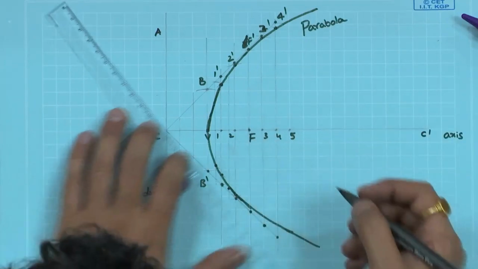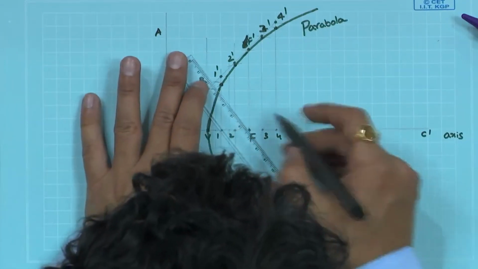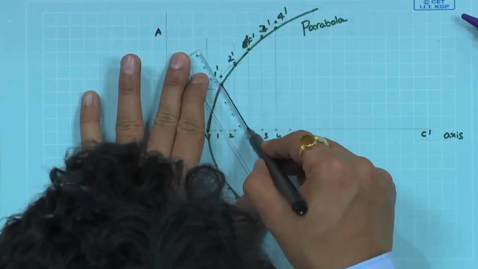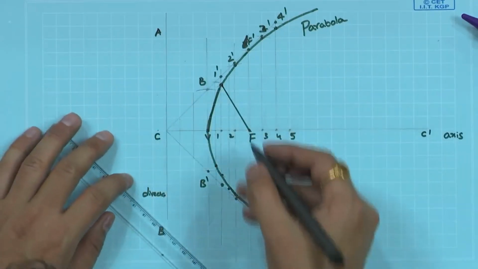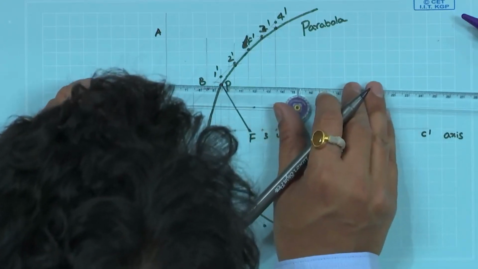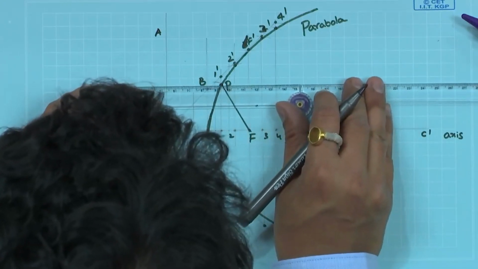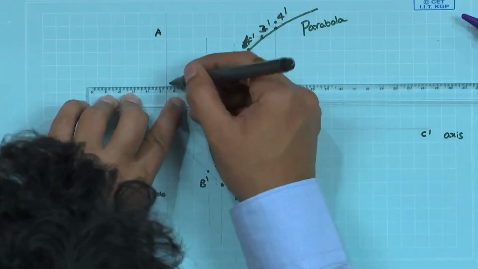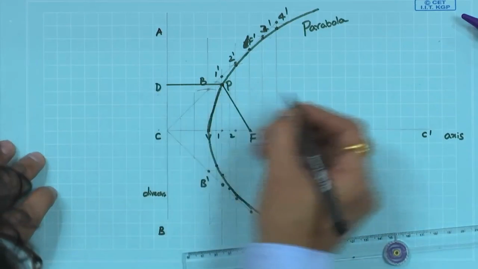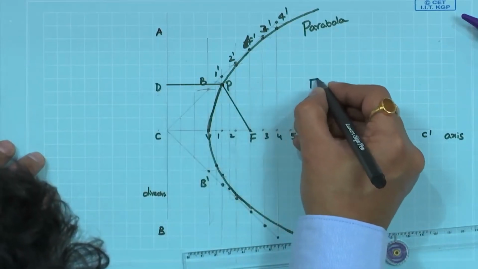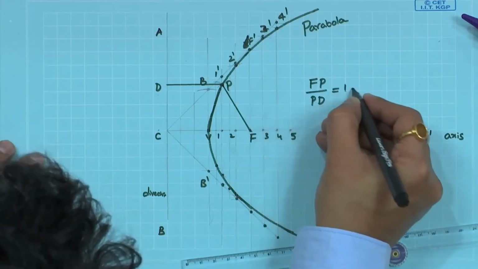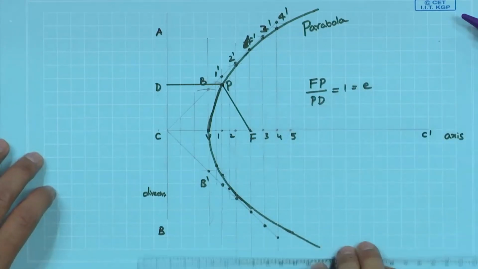If we look at this, pick any point on the curve. Let us pick the first point, this one, point P. Let us pick this horizontal distance, let us call this one D. FP by PD will always be 1, by the eccentricity definition.